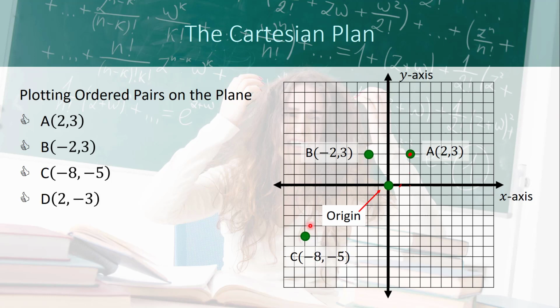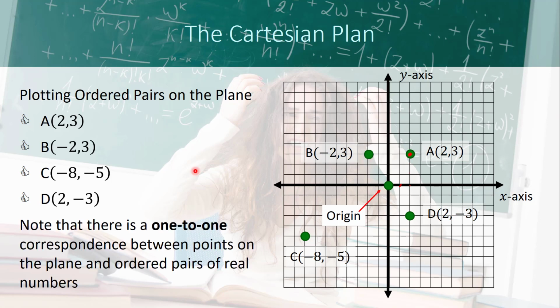And then finally, for D, since it's 2, negative 3, we would go in the positive x direction by 2. 1, 2, that's to the right. But now to the negative y direction, which is down, by 3. 1, 2, 3, which would be this point right here. And there you go. So that is how we plot ordered pairs on the Cartesian plane.